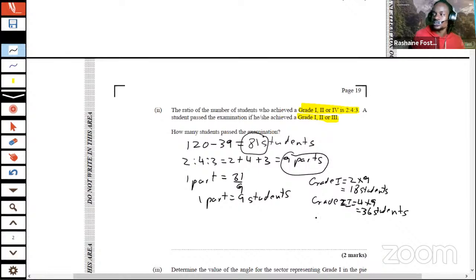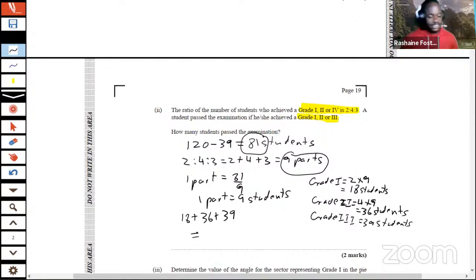And from the first piece of information, we already knew that there were 39 students who got grade 3. All right, so we can now answer our question. They want to know how many students passed the exam, so we're going to add all of these together. 18 plus 36 plus 39. Can I get an answer right here?